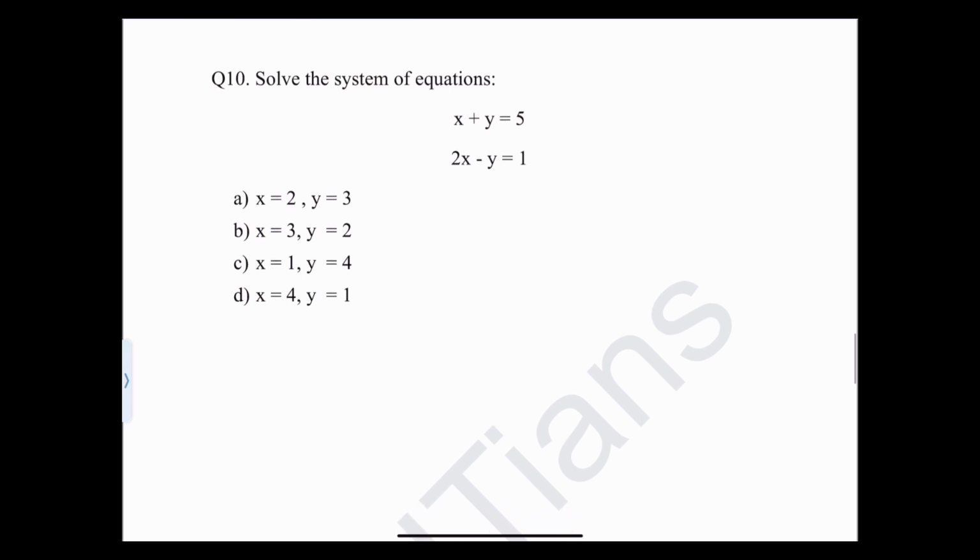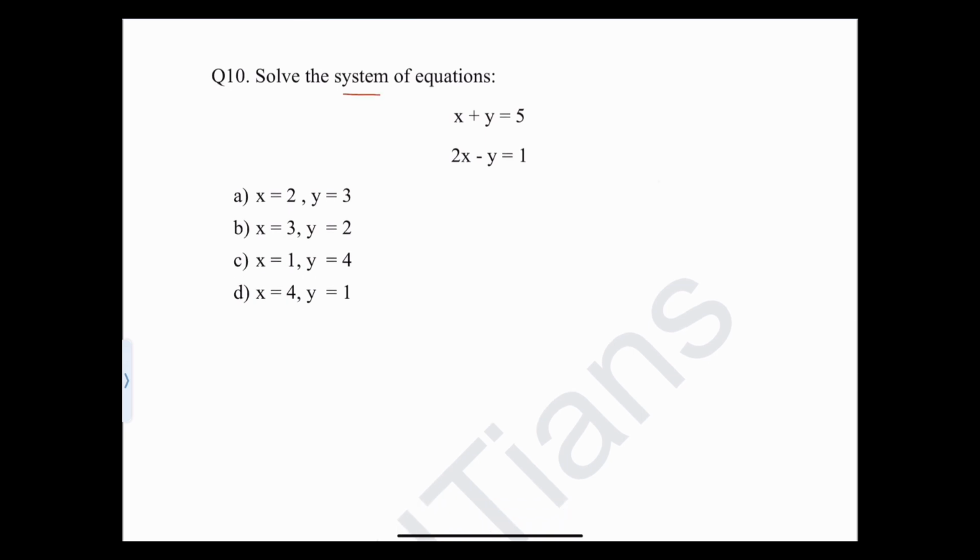Now moving ahead to our last question. We have to solve the system of equations. We are given two equations, x plus y equals 5 and 2x minus y equals 1. These are the two equations given to us. In order to solve a system of equations, we can follow two or three methods. The famous ones are the method of substitution and the method of elimination. We use these based on the question. Sometimes solving with elimination is easier, and sometimes solving using substitution is easier.